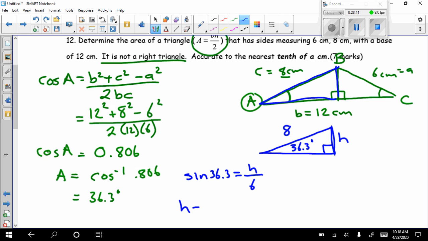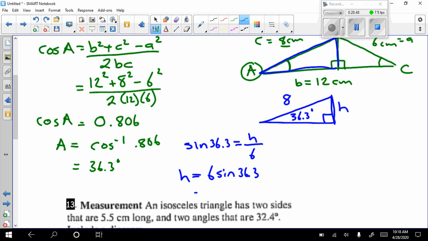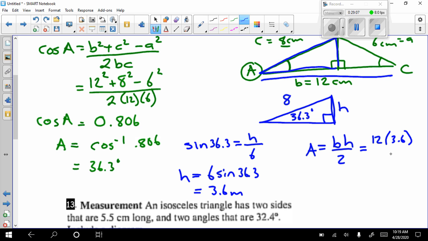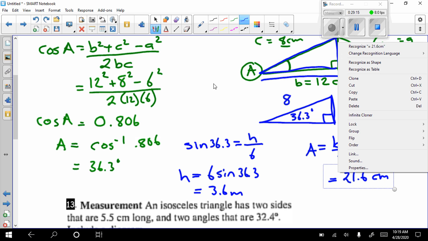And so h is going to be 6 times sine of 36.3. And so when I do that in my calculator, I get 3.6 meters. So we're almost there. The area is the base times the height divided by 2. So it's 12 centimeters is the base all the way from there to there. The height is 3.6, and then I got to divide by 2, and I get 21.6 centimeters squared.